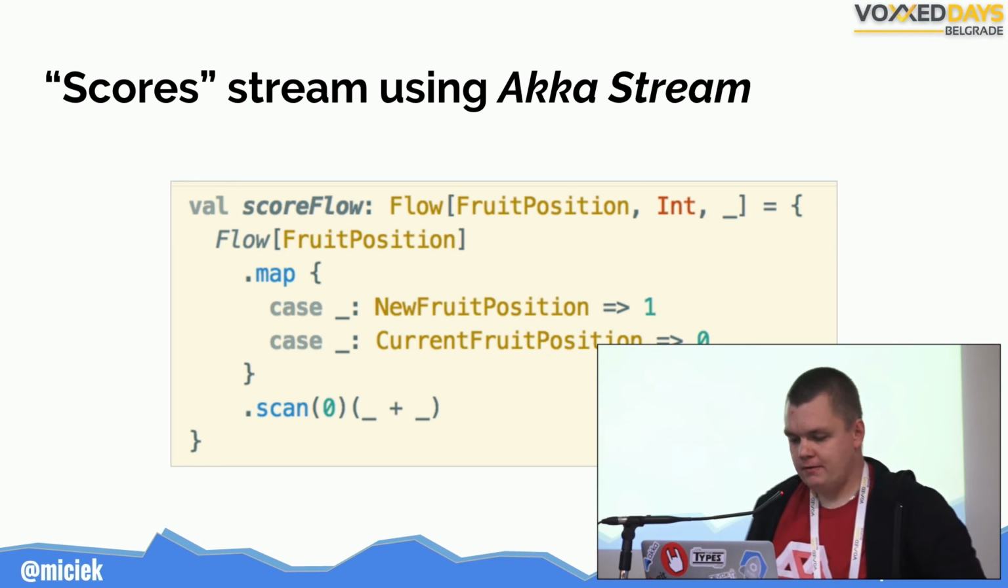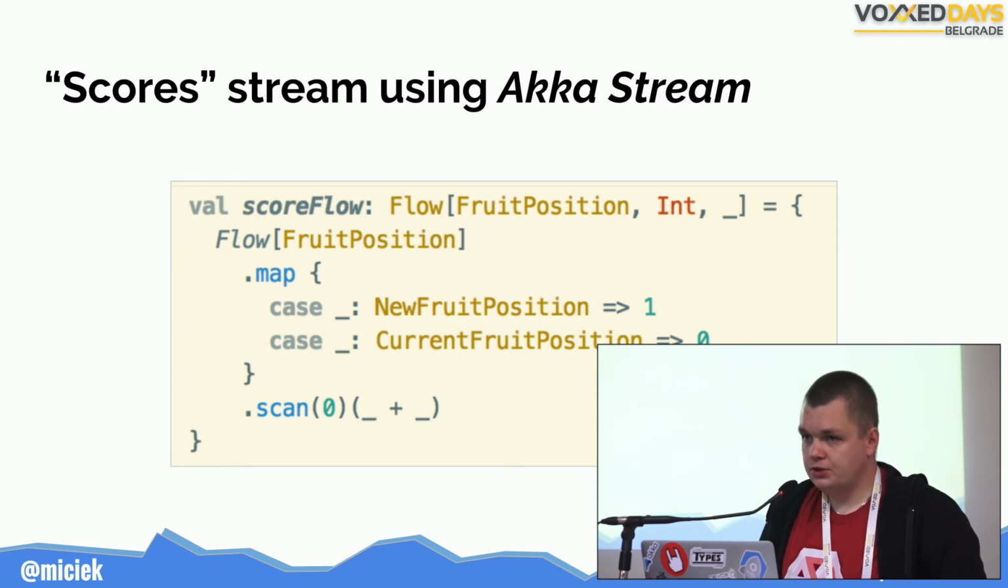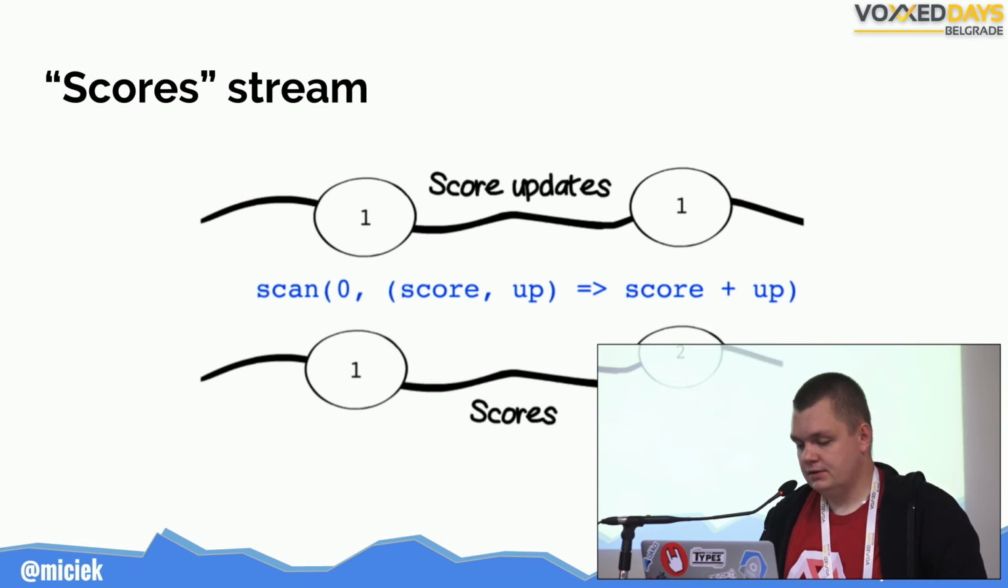So whenever we have a new fruit, we just return 1. Whenever we have a current fruit, we return 0. And then we scan over with the function that sums them. That's all. So this is the same as here.